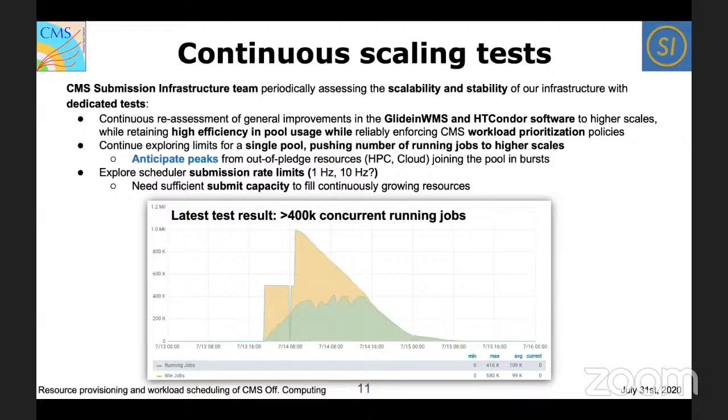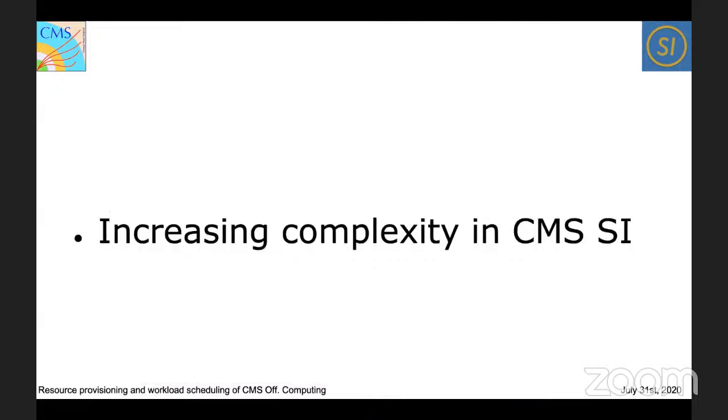We have been exploring also the submission rate limits of the scheduler nodes, and it's closer to the hertz than to the 10 hertz values. Okay. So yeah, we need to be careful on keeping the scalability of the pool.